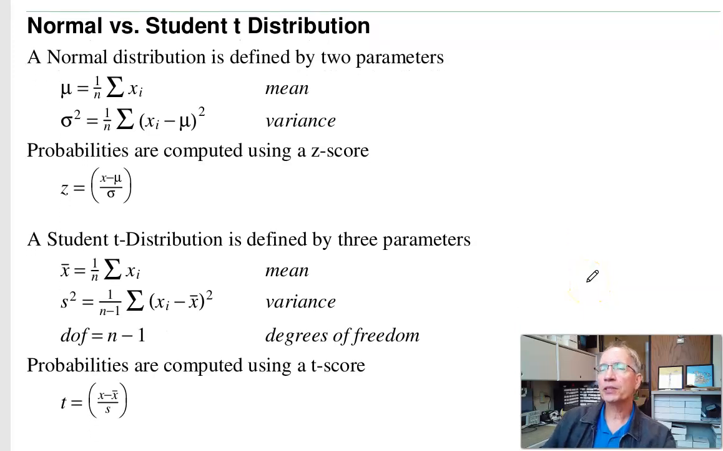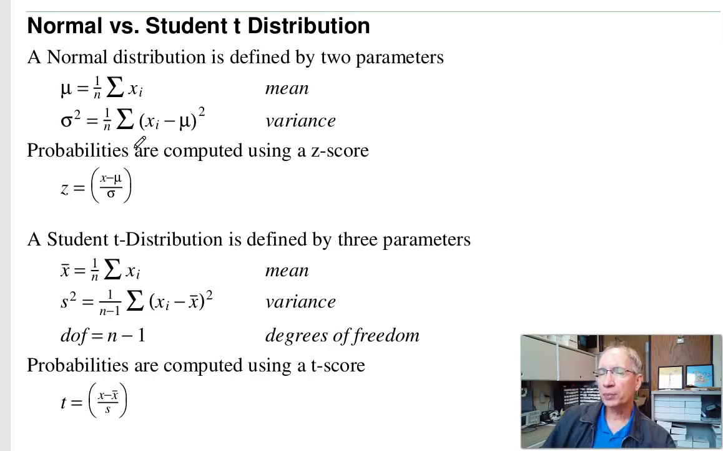And for a normal distribution and a t-distribution, the calculations are almost the same. With a normal distribution, the mean is just the average of the data. The variance is the average distance to the mean squared. And the z-score is the distance to the mean in terms of standard deviations. That's if you have a normal distribution, if we have a known mean and standard deviation, or I've sampled the entire population.